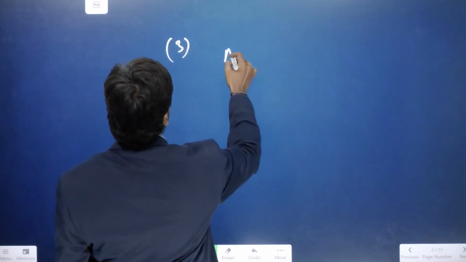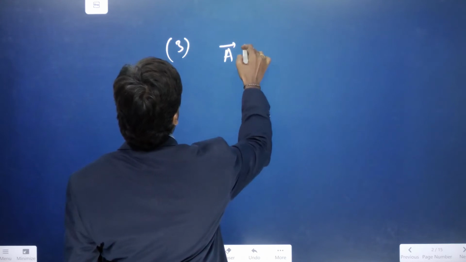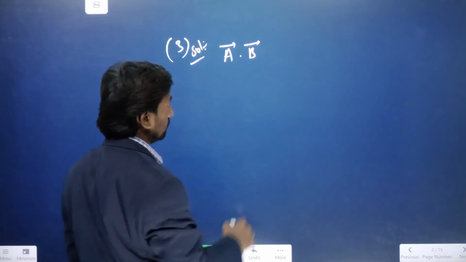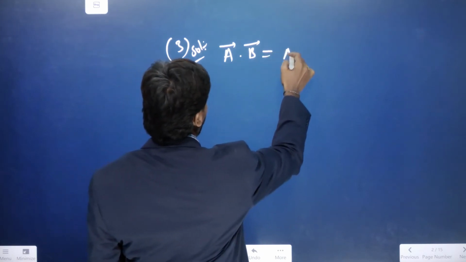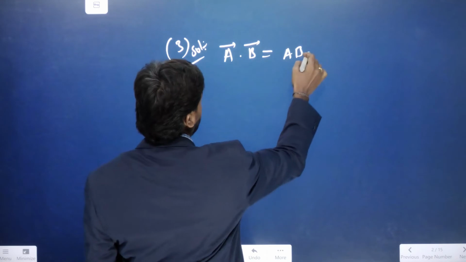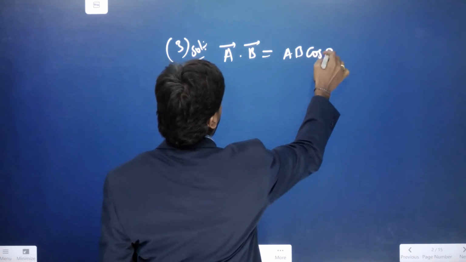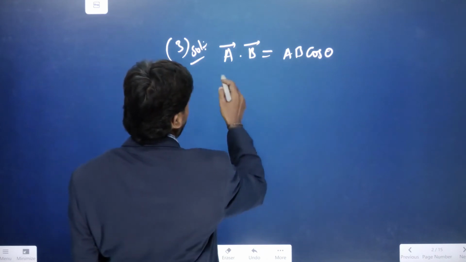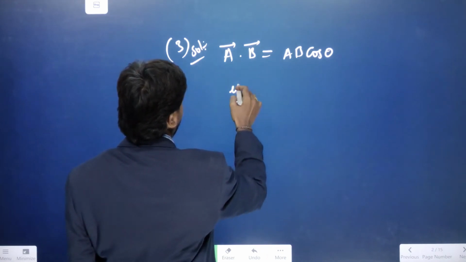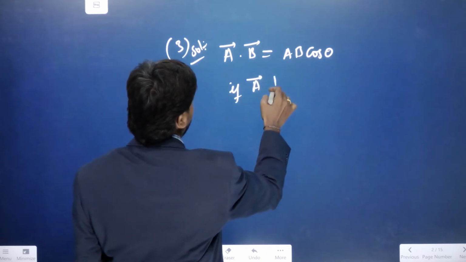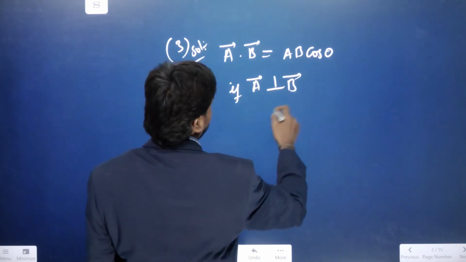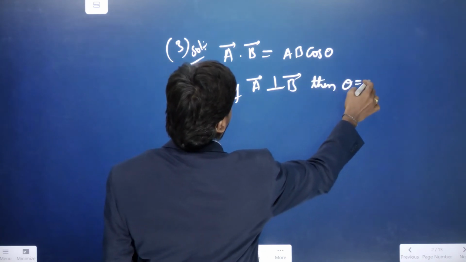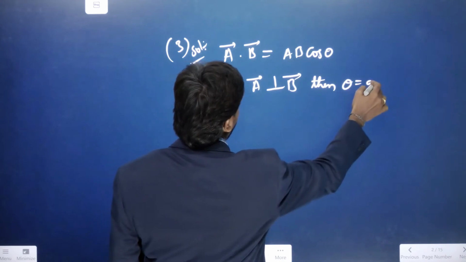Let us consider two vectors, a bar and b bar. We know the dot product formula: the product of the magnitudes of the two vectors and the cosine of the angle between them, that is cos theta. If a bar is perpendicular to b bar, then theta, the angle between them, equals 90 degrees, no?